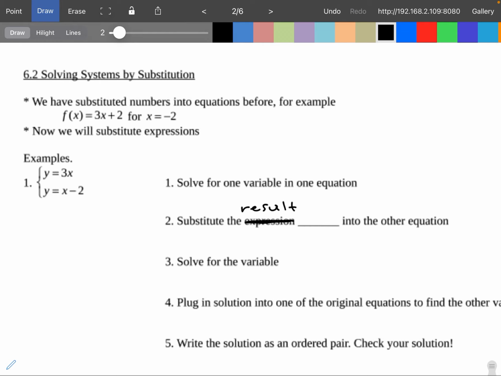But to me, it looks like they messed this up. The word expression should actually go in that blank. So we're going to cross this out. And it should say resulting expression.